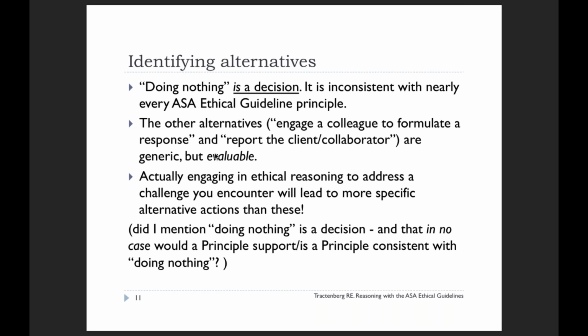So you can see that talking to a colleague is much less aggressive than reporting the client. So you may not know for sure if the person is really coercing you or committing fraud or whatever it is. So rather than go full bore, you can engage a colleague. Maybe your colleague's advice will be to report that person. But the point here is that these are a valuable alternative. It's really important to recognize when you have alternatives that you can evaluate.